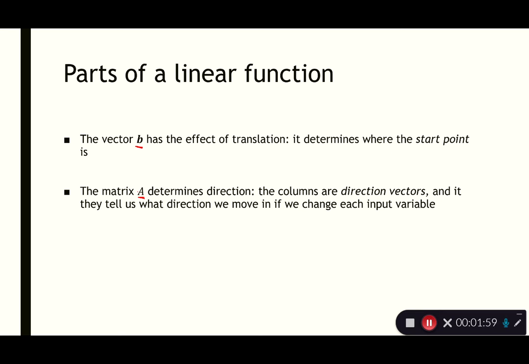Correspondingly, the matrix A is kind of a direction. When we saw parameterized lines, we had a direction vector. And when we had parameterized planes, we had two direction vectors that told us the two independent directions that we could move on the plane. More generally, the column vectors of the matrix A in a linear function are direction vectors. They tell us what direction we move if we change different input variables. If we change the first input, we change in the direction of the first column vector. If we change the second input, we change in the direction of the second column vector.